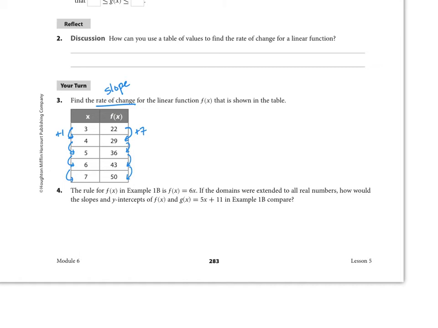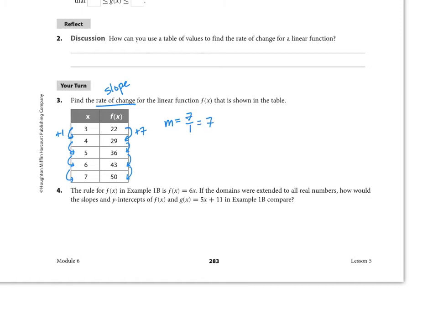If you notice it's always the same changes that are happening, you don't need to keep rewriting it over and over again. Our slope or rate of change is really the change in f of x, the change in the output, divided by the change in the input. So it's just going to be 7 over 1, which is 7.